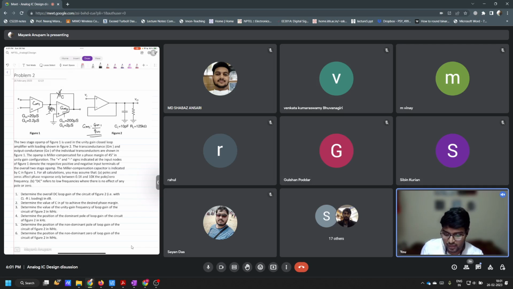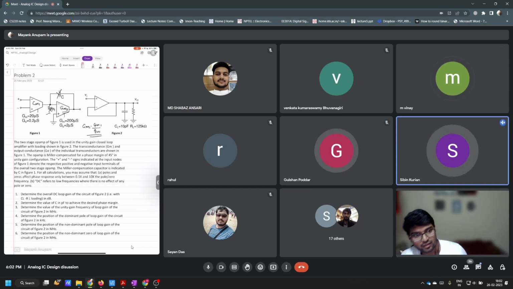This is the overall transconductance. So this is what they mean, but this is not a very good way to ask the question. I mean, this doesn't make much sense. But anyway, you get the idea, right? Yes, sir, I got it.